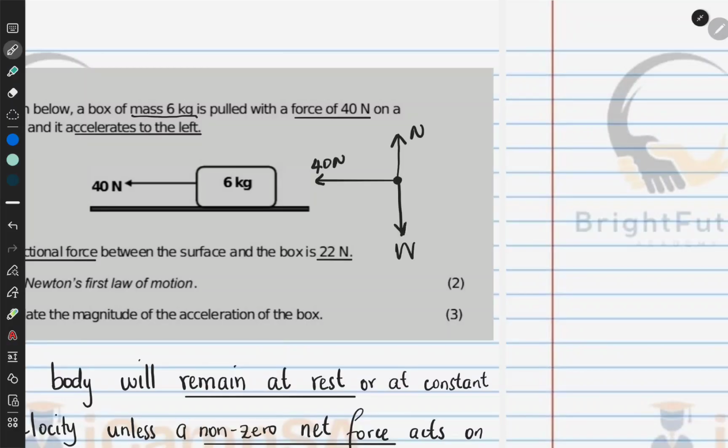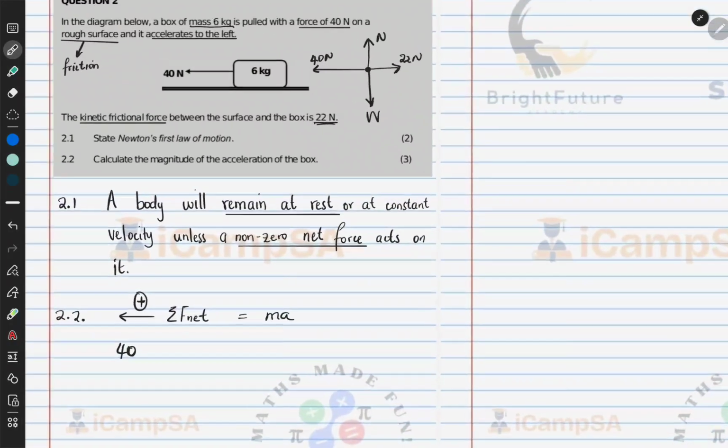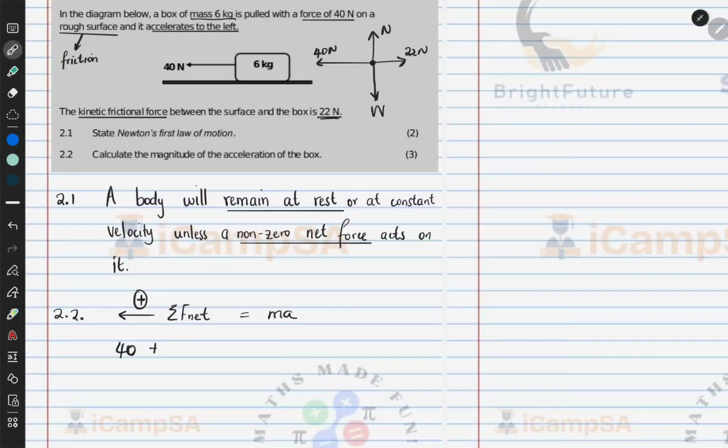And remember, frictional force always acts opposite to the direction of motion, so it will act that way. The 22 newtons that we're given here. Right, so that's what happens. Since it's acting to the right and we chose left as positive, our 22 will be negative when we substitute. And then we have our mass, which is 6 kilograms, and we're looking for A, so we don't know A.